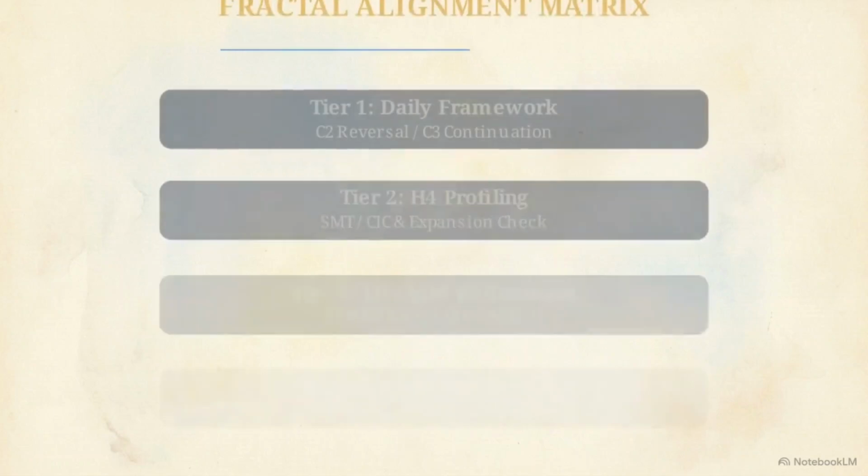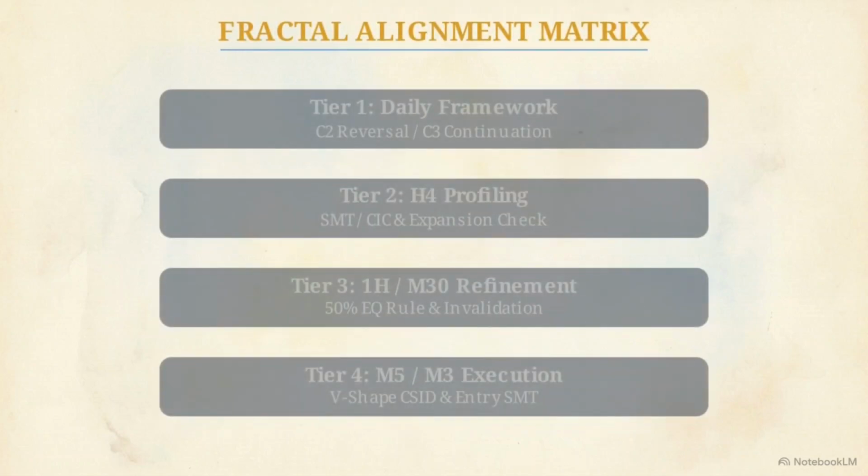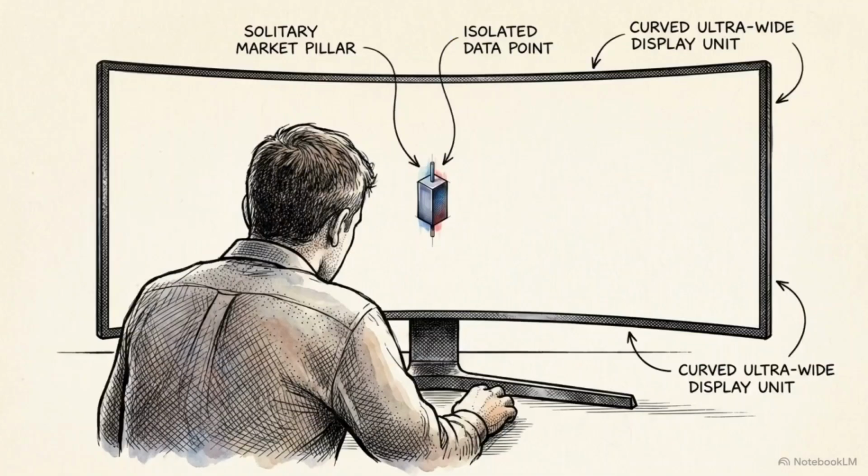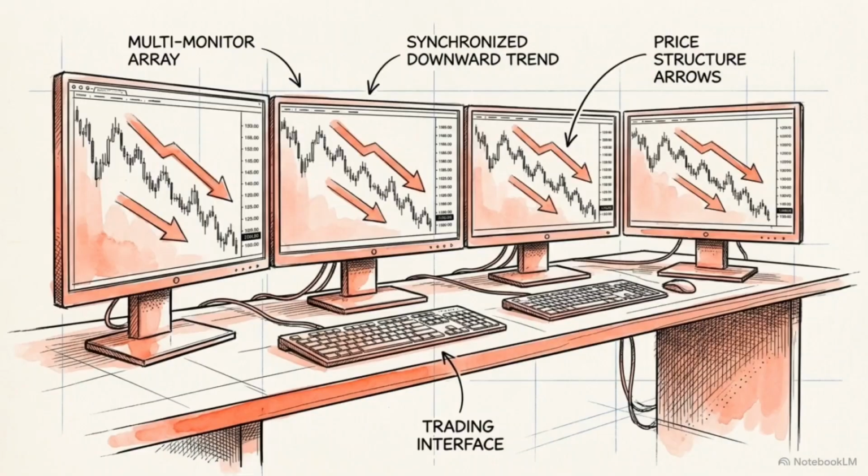This diagram outlines the fractal alignment matrix. We construct a cascading sequence that filters intent from the daily chart, down through the 4-hour, refined on the 1-hour or 30-minute, and finally executed on the 5 or 3-minute layer. True institutional edge does not come from isolating patterns on a microchart. It is derived entirely from strict cross-timeframe alignment.